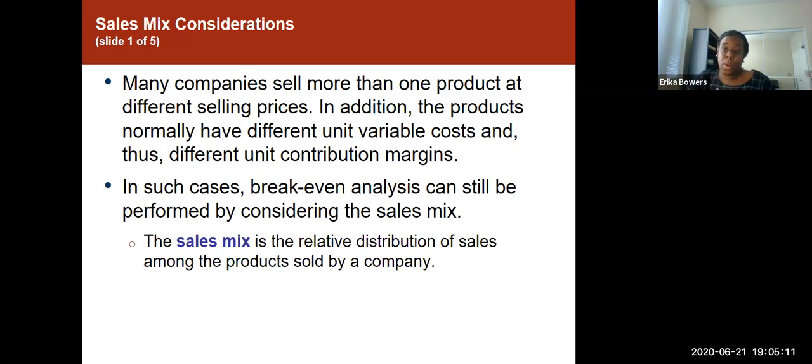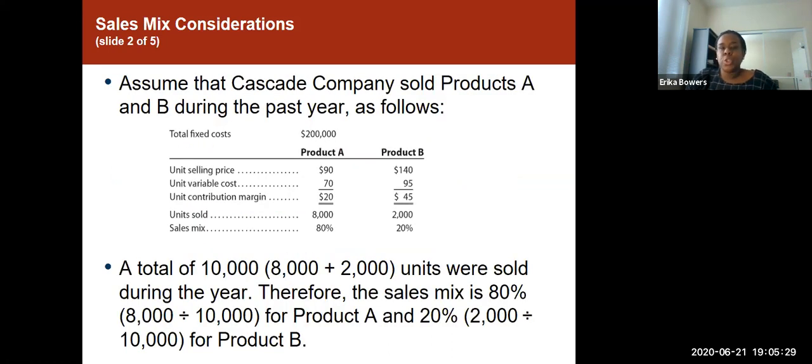What if we have multiple products? How do we know what our break-even sales should be? We look at a concept called sales mix. So what is the sales mix of the items that the company makes? So we're assuming Cascade Company sells product A and B, and over the past year, this is what it has been. So they've sold a total of 10,000 units. Product A is 8,000, product B is 2,000. That gives us the unit selling price, the variable cost, the unit contribution margin, as well as the sales mix.